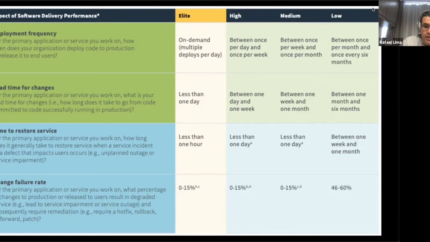The lead time for change is less than 1 day from commit to production. The time to restore service is less than an hour. And the change failure rate is between 0 and 50% of changes that become an issue, right? Otherwise, here we have multiple deployments, depending on the team. We have, as I said, 400-something microservices and 70 teams. Some teams are able to do more deploys than others. But in general, we are there.